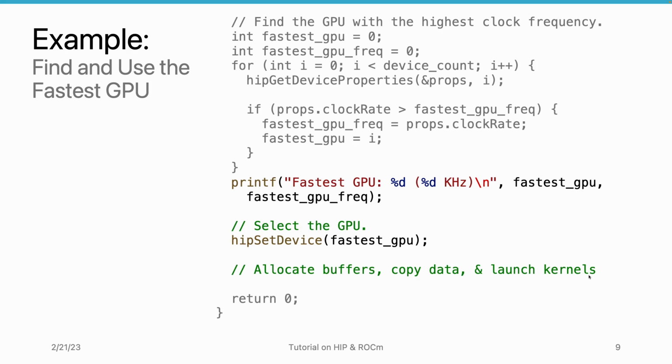Once we call this API, all the following operations are based on this GPU. If we allocate memory, copy data, launch kernels, or create streams, all these operations are associated with this particular GPU. If you want to switch to another GPU, you simply call hipSetDevice again, then you will be able to use another GPU. So the GPU that is being used is a thread-local variable. If you have multiple CPU threads, they do not interfere with each other.